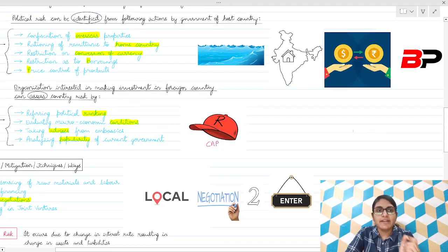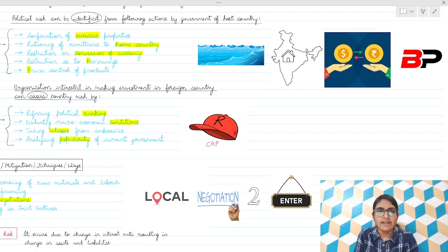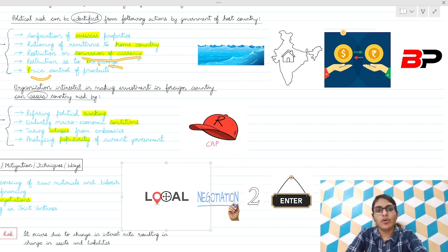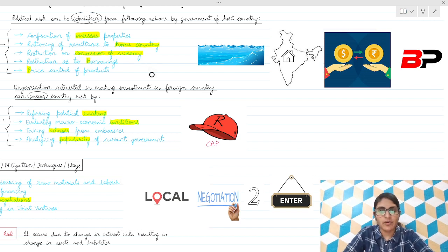So, political risk can be identified from following actions by government of host country. Seas means overseas. Home country. Conversion of currency. B is borrowings, P is price. So overseas: confiscation of overseas properties.